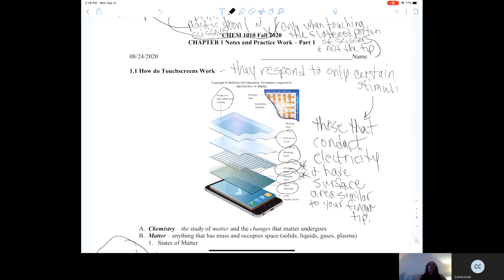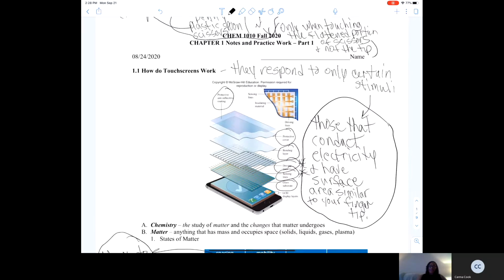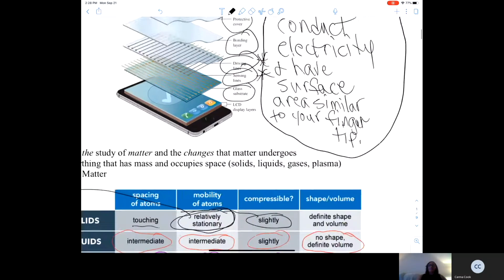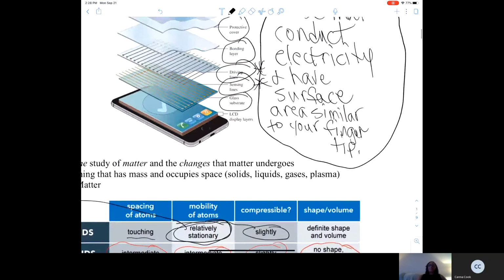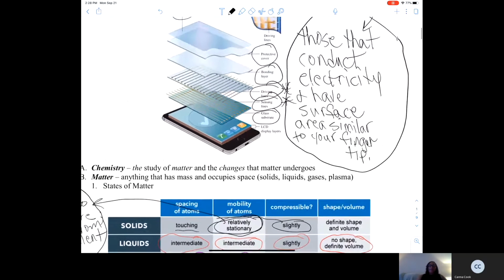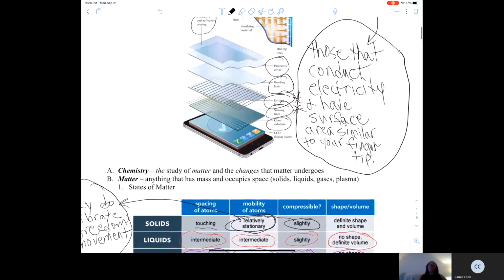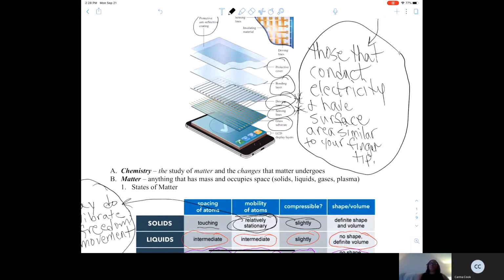Well, touchscreens work by responding only to certain stimuli. And the certain stimuli that touchscreens respond to are those stimuli that conduct electricity and have surface area that's similar to your fingertip. So you are an electrically conductive body. And that's why when you touch the touch screen, it responds.